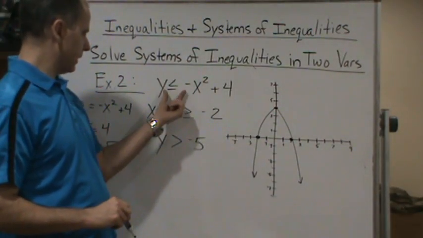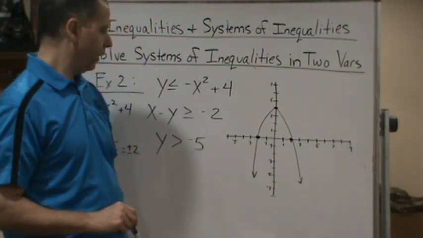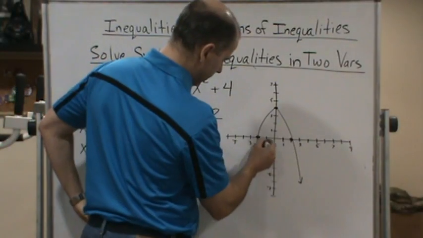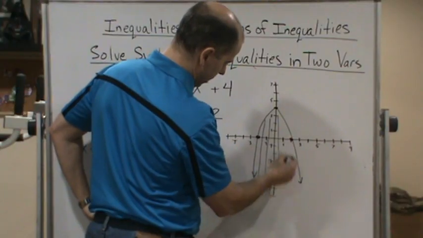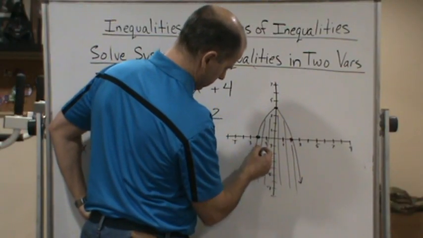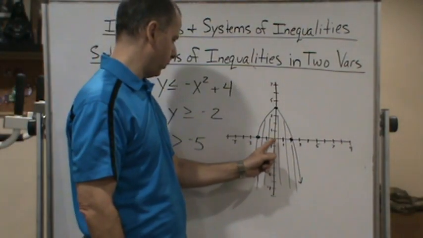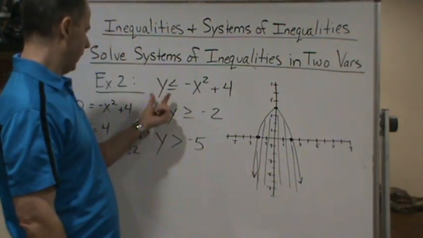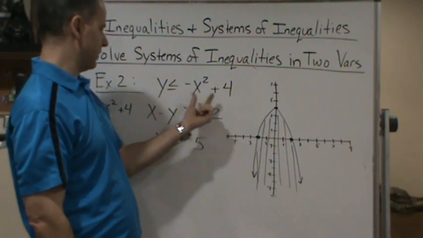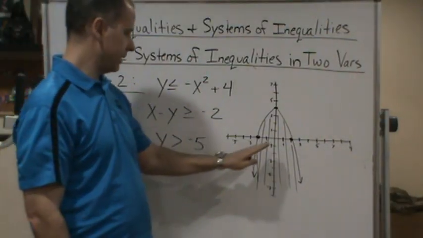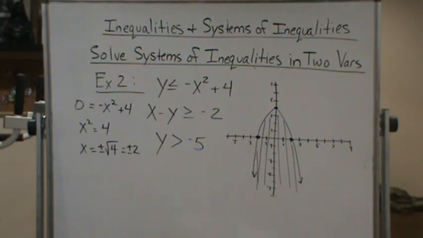And since it's less than, we know that we're going below the parabola. So that means that the shaded region is going to be everything below the parabola. Okay, now again, we could pick a test point 0, 0, and we could plug in 0, 0 here, and we find that 0 is less than or equal to 4, which is true. So again, test points will work too. Okay? Now let's do the next one.